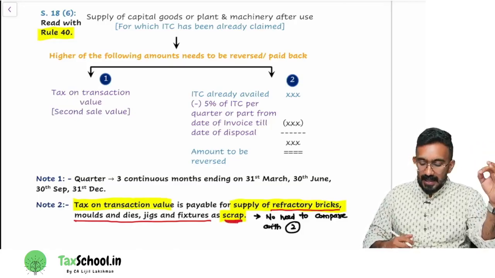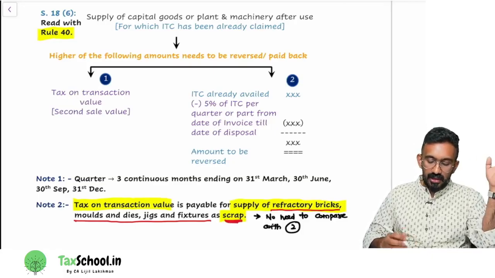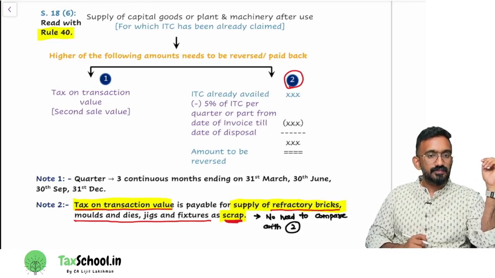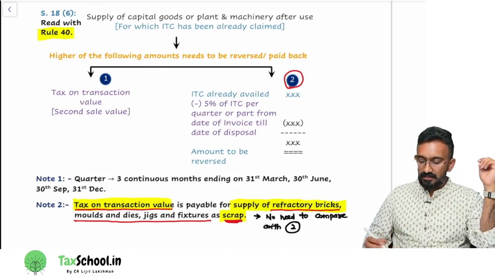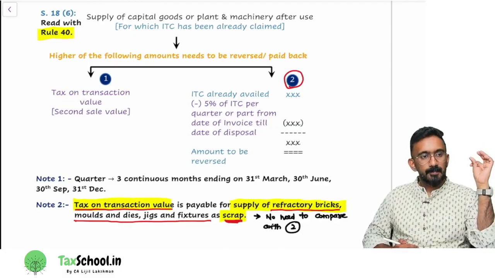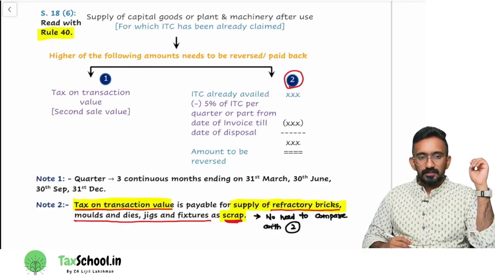So they said, in case of refractory bricks, mold, dies, jigs and fixtures, no need to compare it with this point number 2. You only pay tax on transaction value. They have never tested this in the exam, so I've written it as there is no need to compare it with point number 2 in this case. Is it clear, all of you? Is it clear?